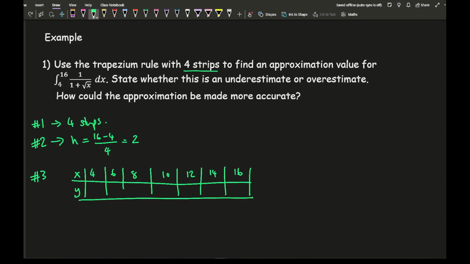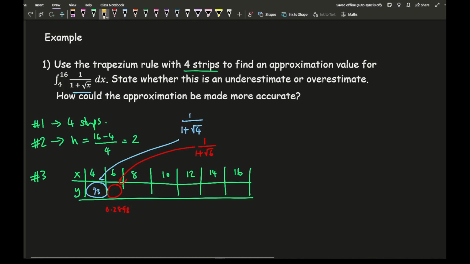Now the next thing I need to do is find the y ordinates. For this, all I'm going to do is substitute the x ordinate into this formula here. So it's going to be 1 over 1 plus root 4, and if I work that out, I get an answer of 1/3. Then for the second one, let's use different colors. I'm going to do 1 over 1 plus root 6. And again, what answer should I get there? Well, it's going to be around about 0.2898, to 4 decimal places.